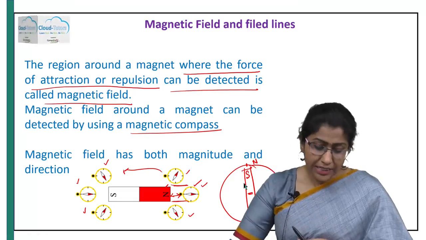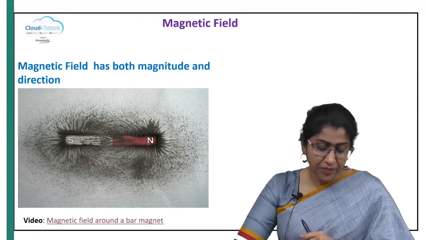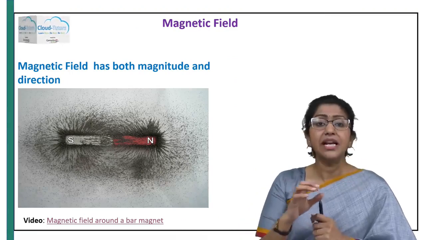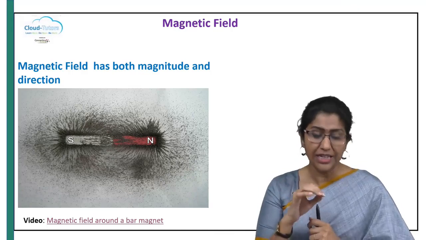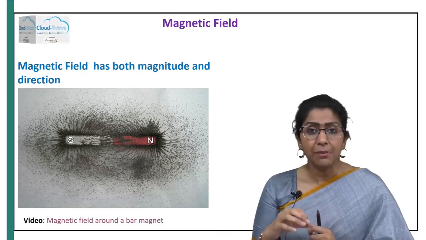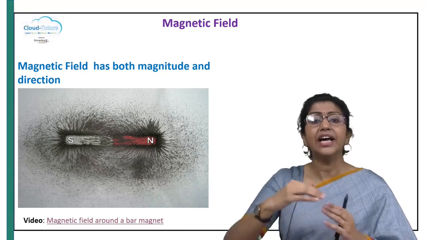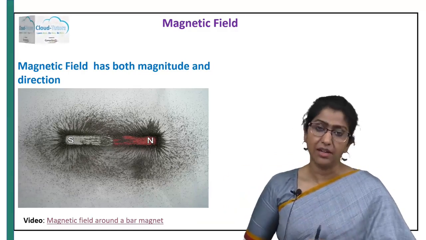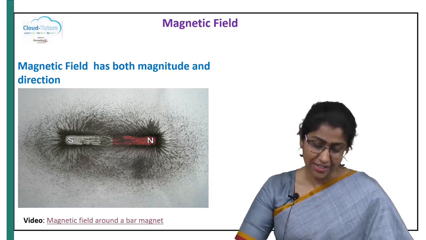Alright, to understand this, let's look at a small video. As you can see here, when we place a bar magnet and sprinkle iron filings around it, they arrange themselves in a certain pattern. Why does that happen? Let's look at the video and come back and discuss it. Alright?